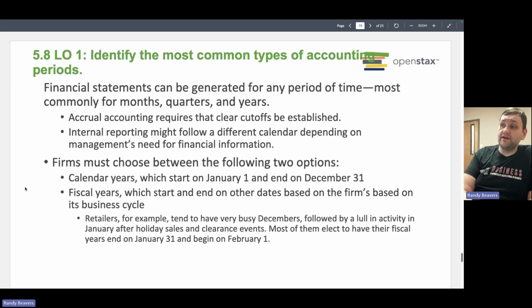So some more examples. Retailers, for example, tend to have very busy Decembers, followed by a lull in activity in January when everybody's bringing stuff back. Hopefully they're not, but that does happen, right? You have holiday sales and clearance events. So a lot of them have decided that they're going to end their fiscal year January 31 or February 1 because they're not going to be in the black, so to speak, until Black Friday, meaning they're not going to actually start making money until the end of November, right?